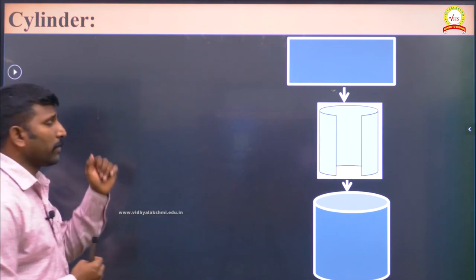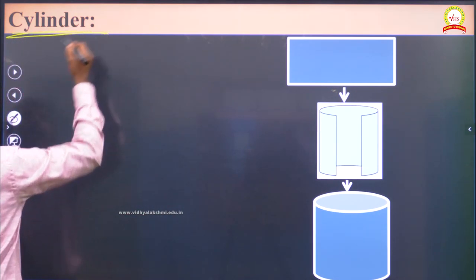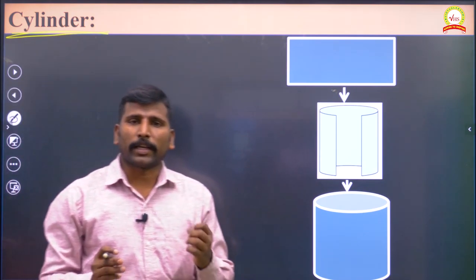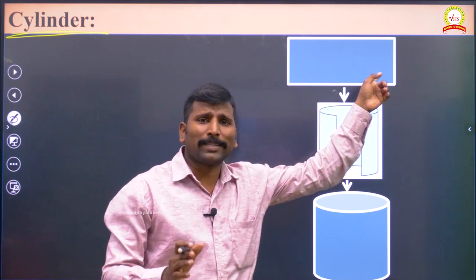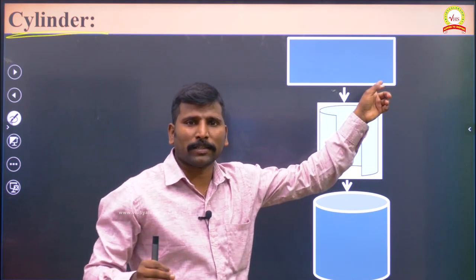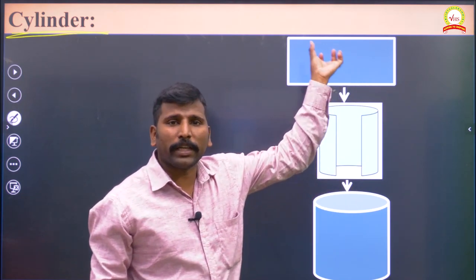First we are going to do the cylinder today. A cylinder, in the sense, we are getting from a rectangular shape. A rectangular sheet is two-dimensional. A rectangle is generally two-dimensional, and only that rectangular sheet we are converting into a cylinder.